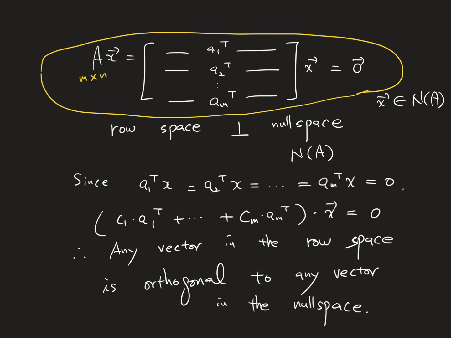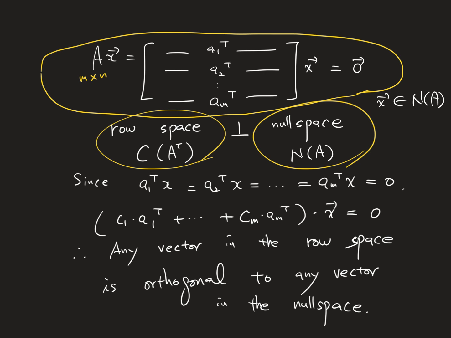In this case, we write it this way. The spaces are orthogonal to each other. So the row space is orthogonal to the null space. That means if you select any vector from the row space, and then any vector from the null space, and you check the dot product of the two vectors, it will be 0, and in that case we say the spaces are orthogonal to each other.